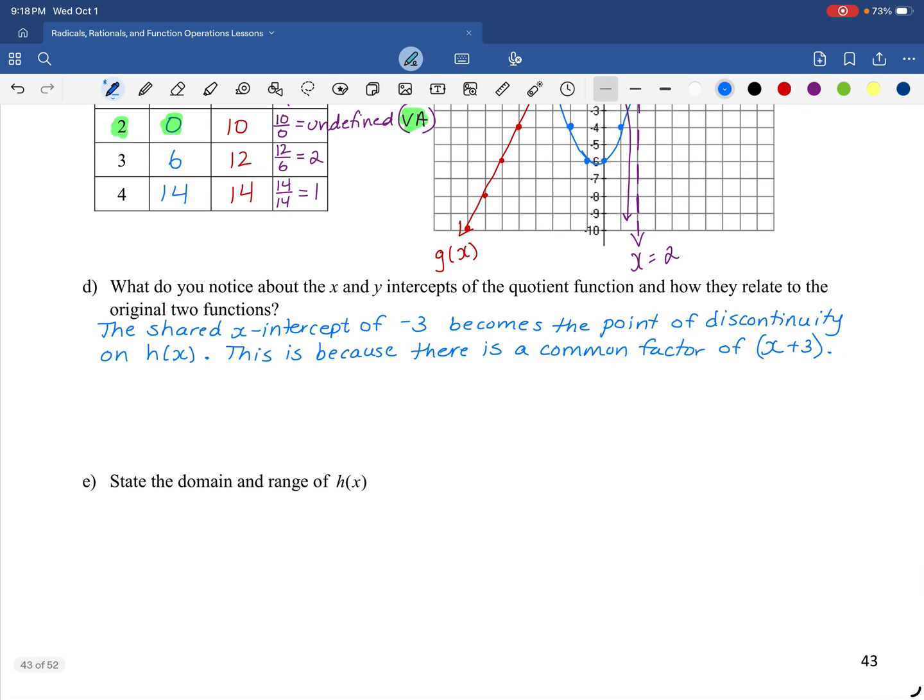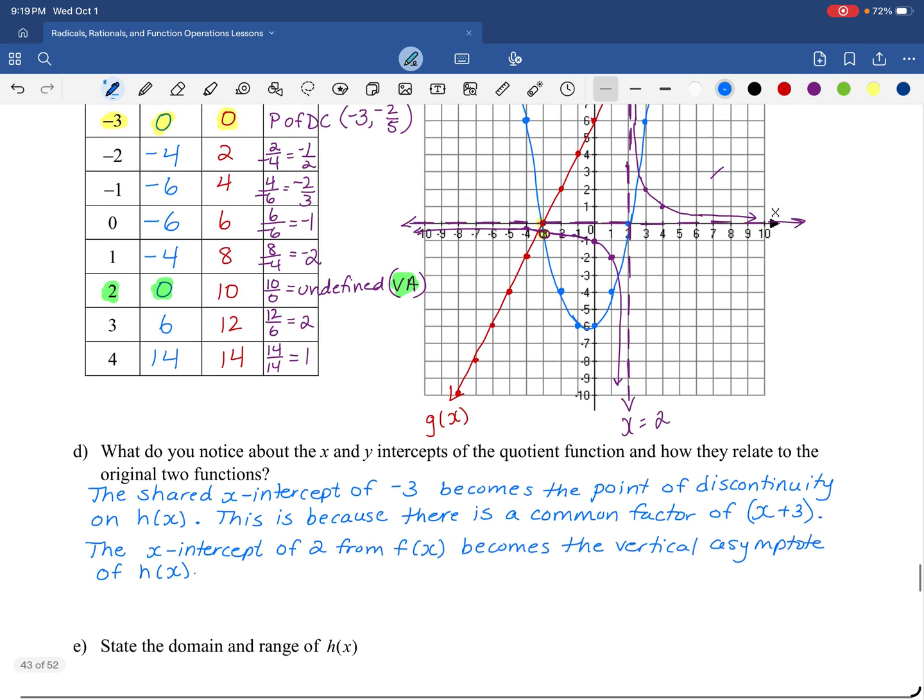Okay, so we'll say the x-intercept of 2, so I'm just going to put x-intercept of 2 from f of x becomes the vertical asymptote of h of x. Okay, so in other words, it was the factor that was still in the denominator after we simplified. Okay, and then what about the y-intercept?